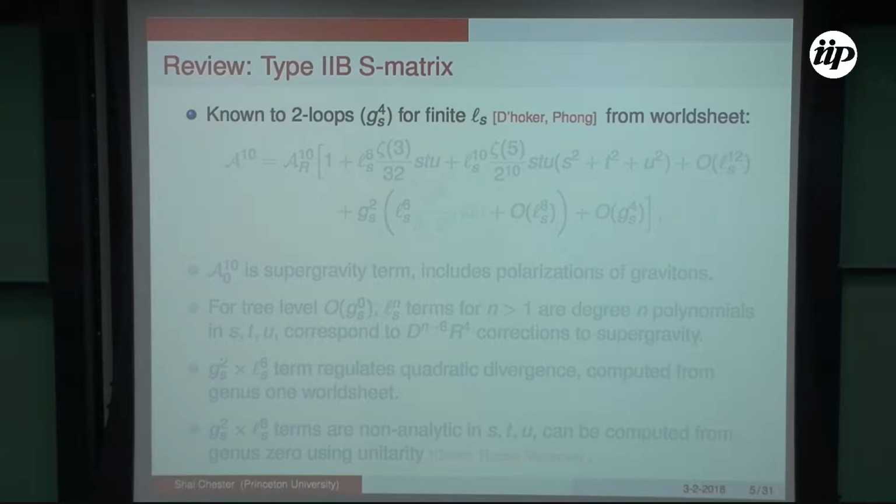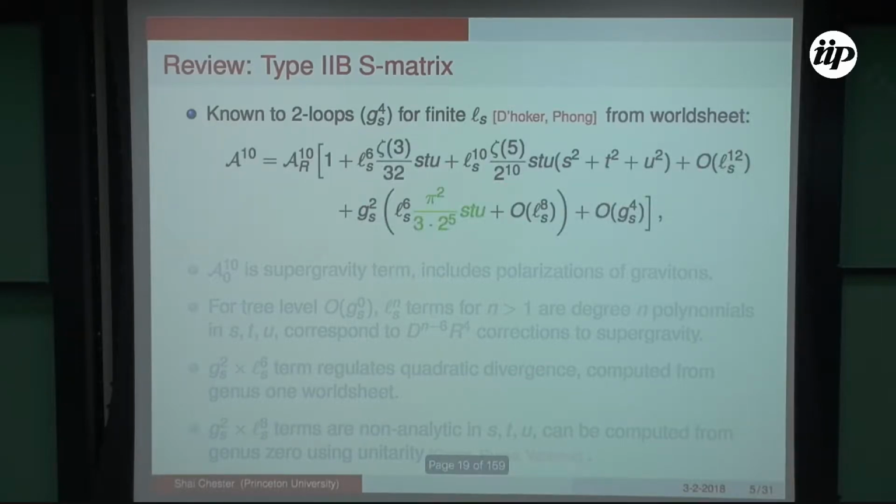Okay. So let's review some known properties about these S matrices before we continue. We'll start with the type 2B S matrix. This is known to 2 loops due to this incredible calculation by Dooker and Fong, which they did from the world sheet. We write the answer like this.